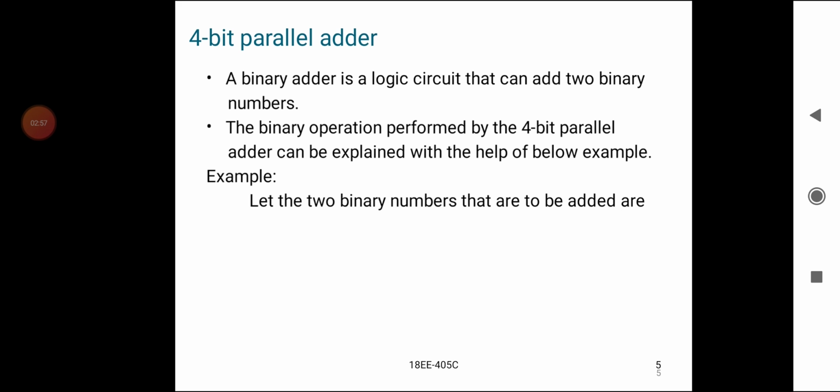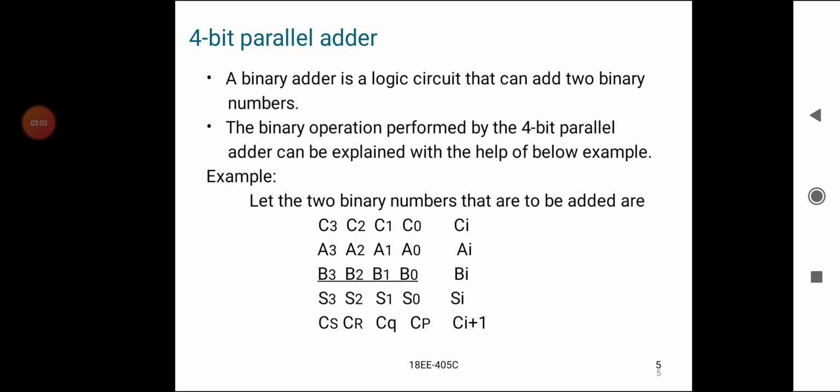Example: let the two binary numbers that are to be added be A equivalent to A0, A1, A2, A3 and B equivalent to B0, B1, B2, B3. Initially there is no carry, so that is C0. By adding these 3 bits A0, B0, C0, we get sum S0 and carry C1.